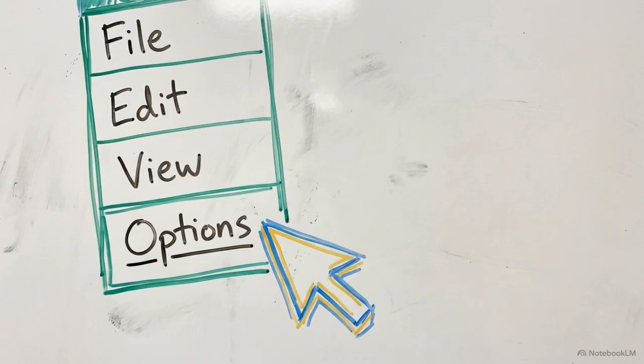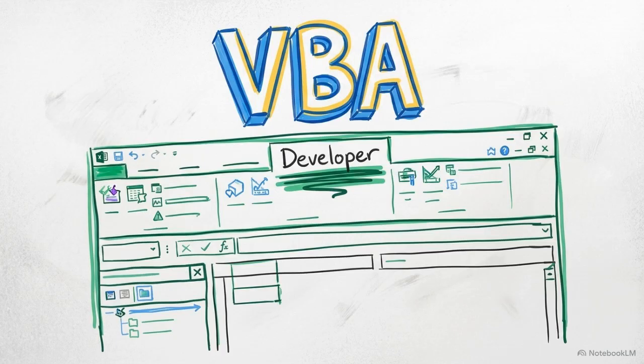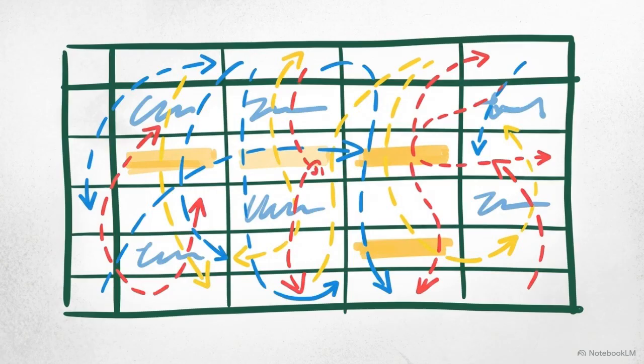Next, navigate to the File menu, select Options, and click Customize ribbon. Find the checkbox labeled Developer on the right side of the menu and turn it on. Activating these native developer tools gives you access to Visual Basic for Applications, or VBA. This allows us to turn a standard spreadsheet into an automated computing environment.